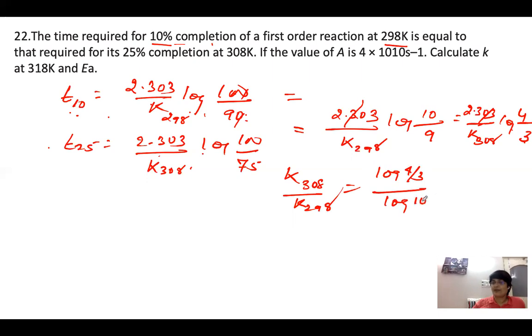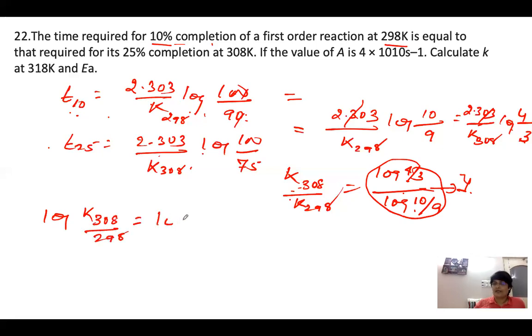I'm just giving you a hint. You need to solve it properly, because after that you are going to take log. This value you'll find out. Then we are going to take log of this K 308 divided by K 298, which we will calculate. This value will come out, and the log you are going to find out will be value Z.